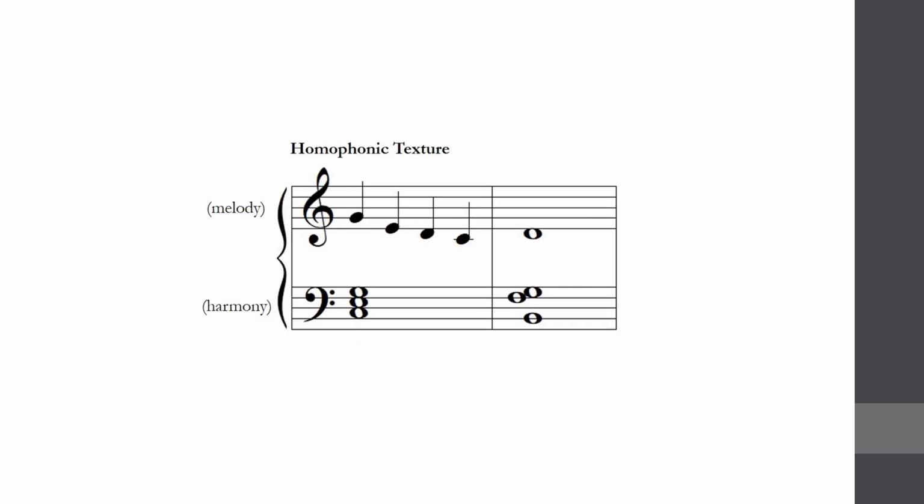A homophonic texture is a single melodic line with a harmonic accompaniment. This is technically note against harmony rather than note against note.